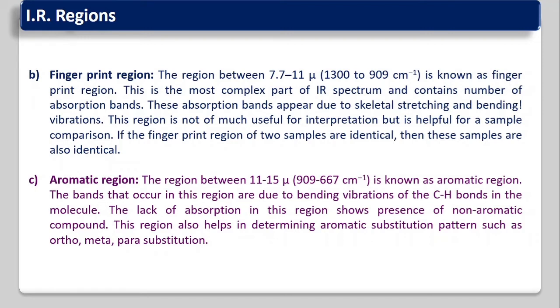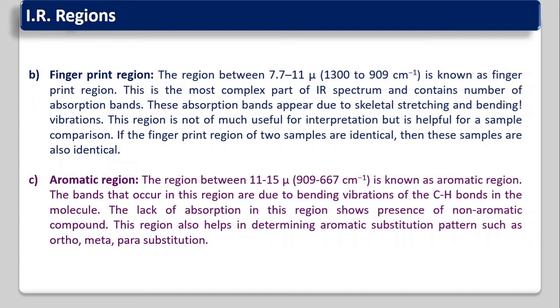So from 909 to 667 centimeter inverse, this region is called the aromatic region. If bands appear in this region, then your compound is aromatic. If there are no bands in this region, you conclude that your compound is non-aromatic. It doesn't contain the benzene ring. So that much information you are getting from this aromatic region.